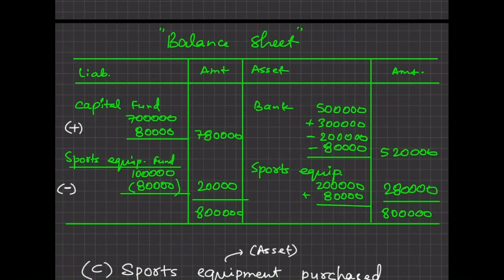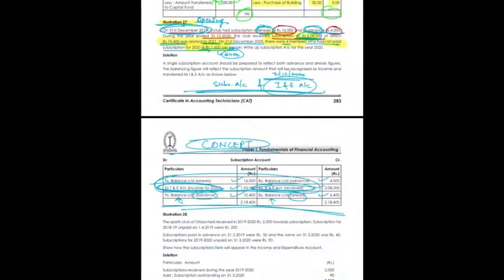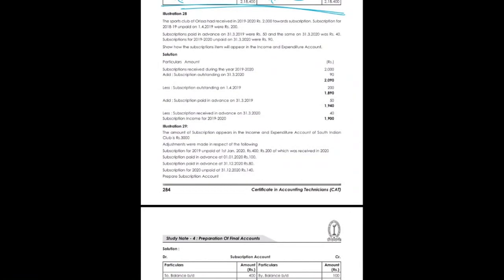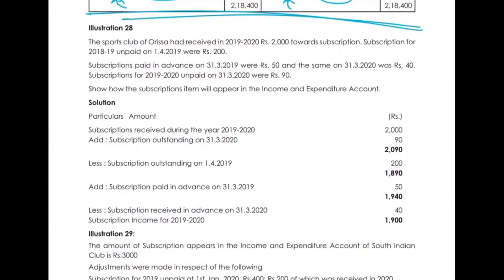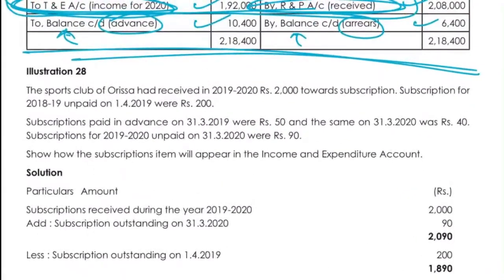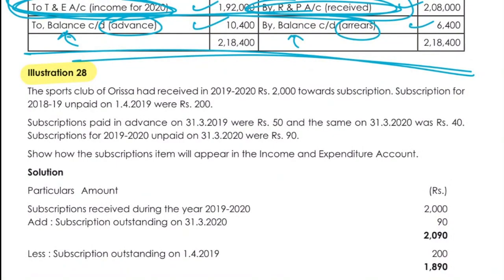I think now the concepts are clear. Everyone, any doubt? So now, my dear, it is time for us to go to the bigger questions. But before that, I would like to give you 5 minutes to solve illustration number 28, which is based on the concept we covered in the last class about the subscription.